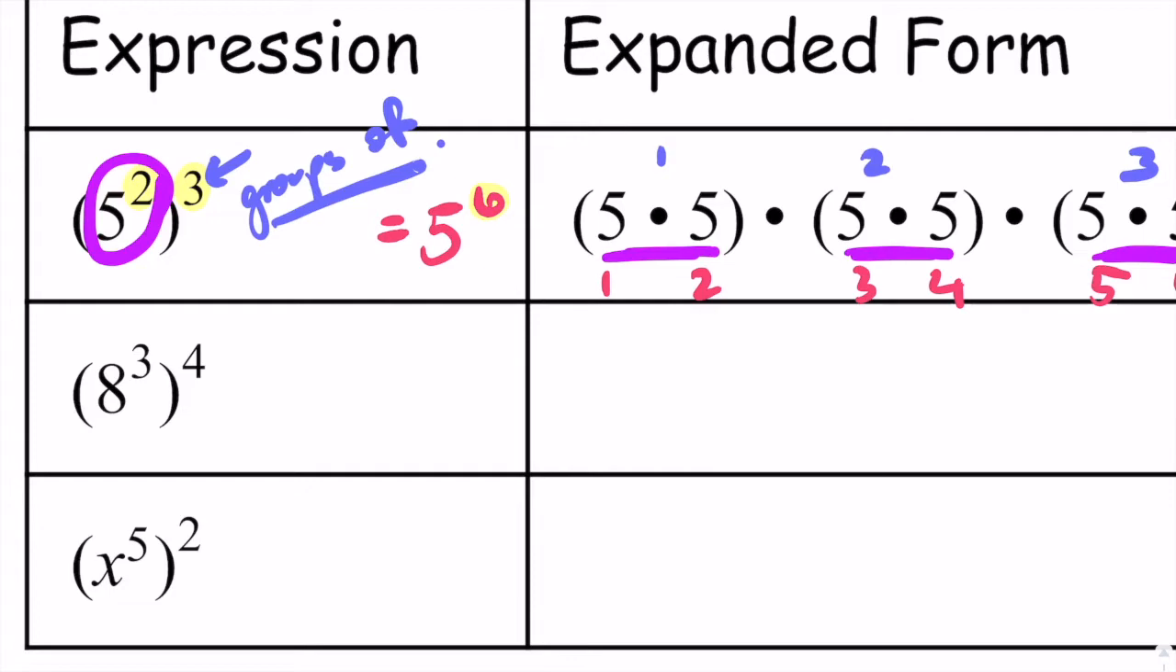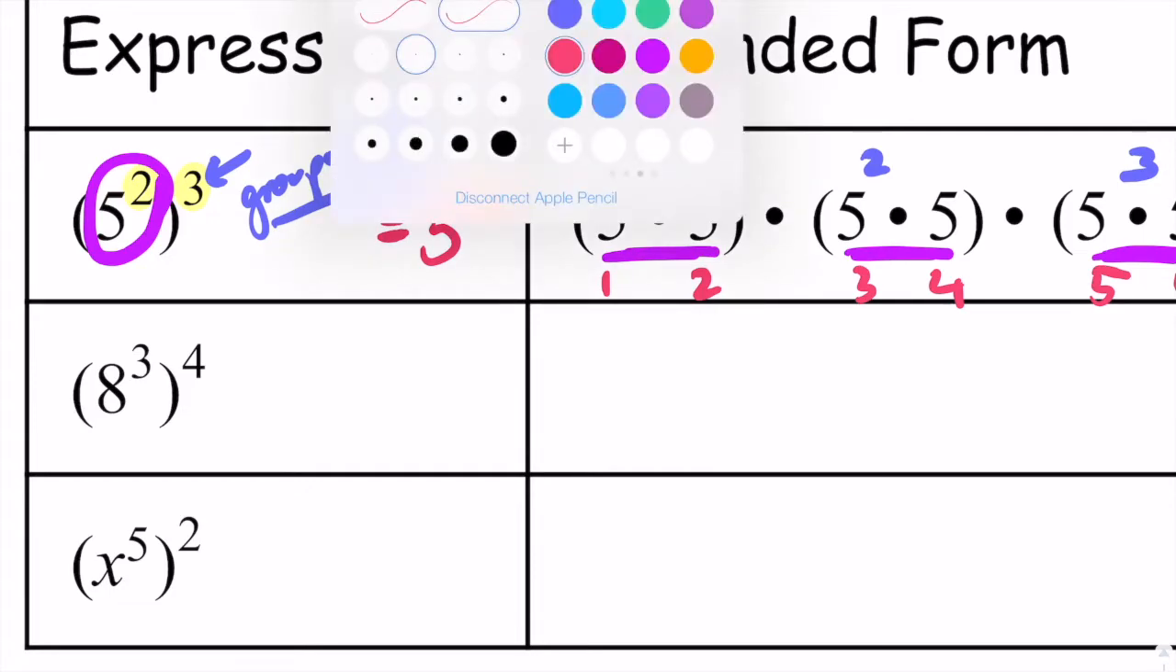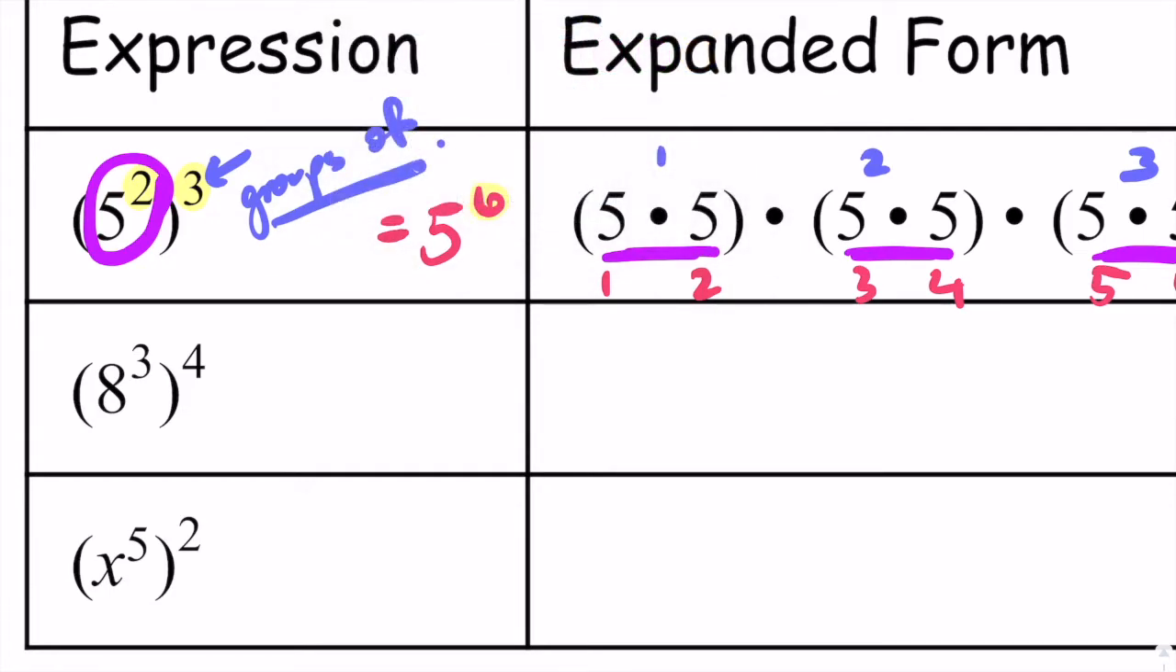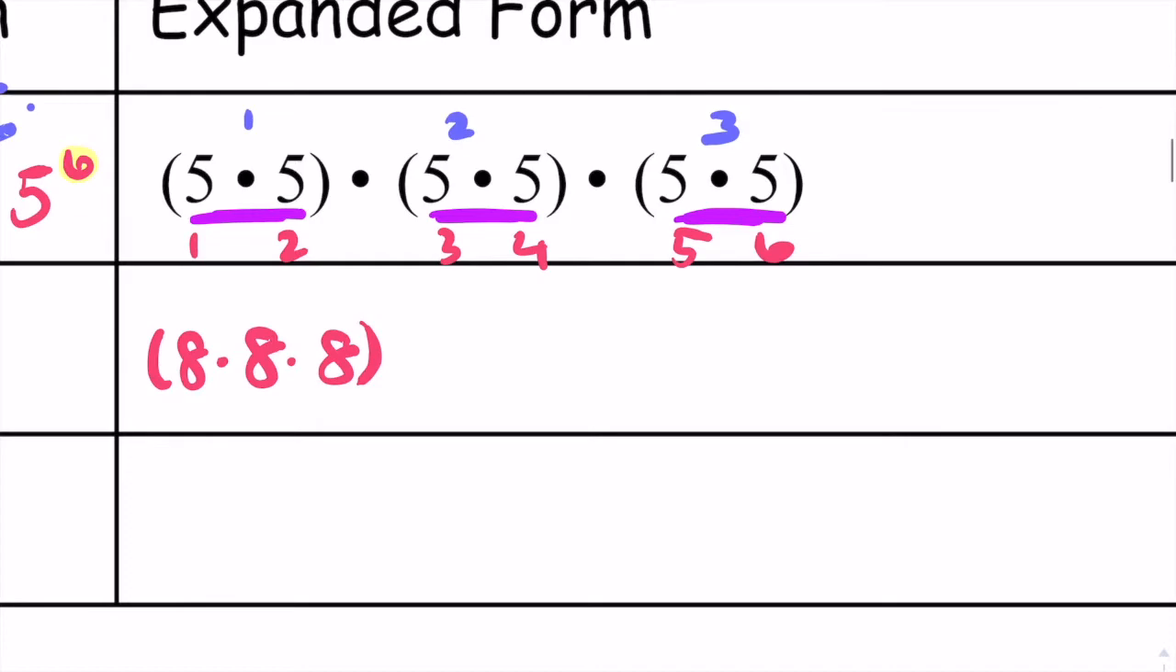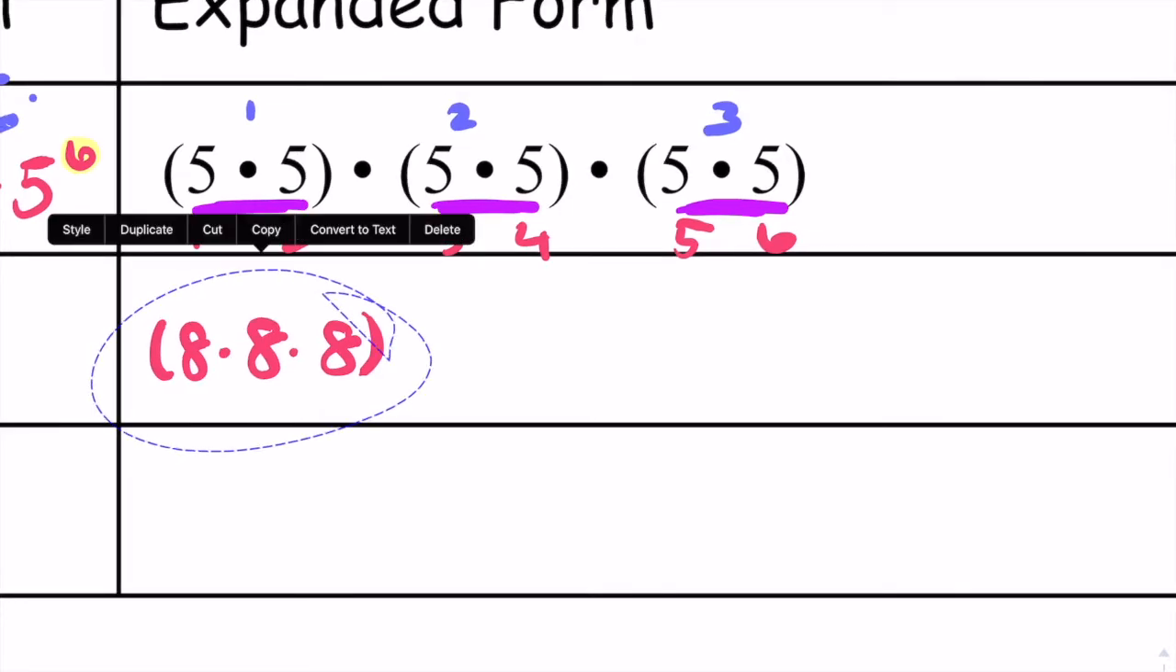Okay, have your pattern in your head. We'll see if your pattern is correct. So in this problem, let's take a look. I have 8 to the 3rd, right? So I have 8 times 8 times 8. So that's one group. But in this problem, how many groups do I have? I have 4. So there is group number 1.